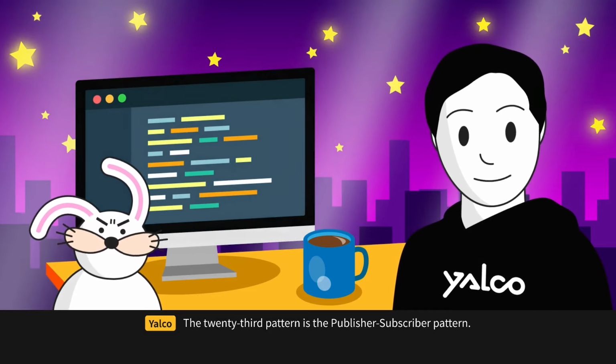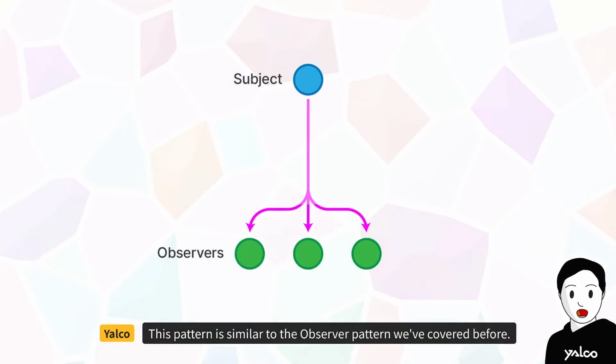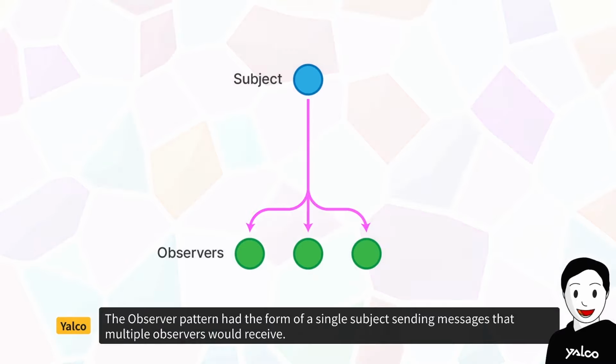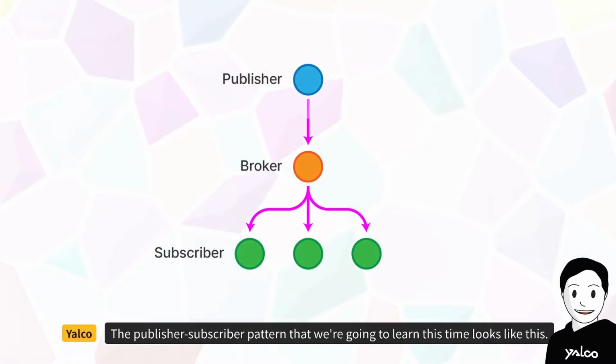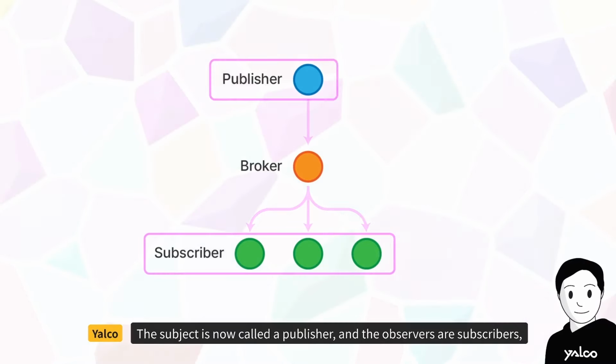The 23rd pattern is the publisher-subscriber pattern. This pattern is similar to the observer pattern we've covered before. The observer pattern had the form of a single subject sending messages that multiple observers would receive. The publisher-subscriber pattern that we're going to learn this time looks like this. The subject is now called a publisher, and the observers are subscribers.